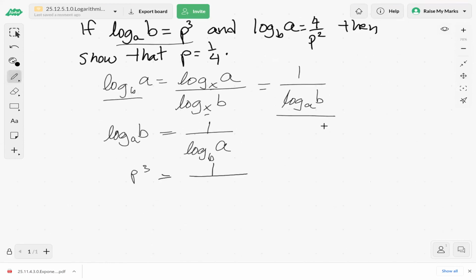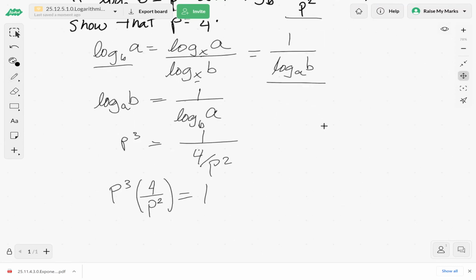And log base b of a equals 4 over p squared. Okay, good. Looks like we're getting somewhere. So now let's cross multiply. So we have p cubed times 4 over p squared equals 1. Okay. All right, so now we cancel out some p's.